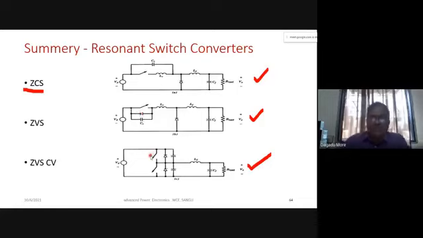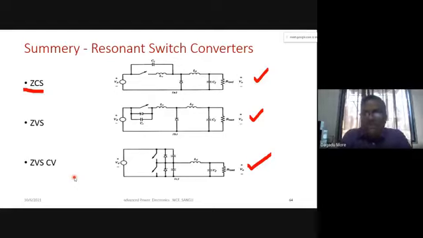And the third configuration, where we can have zero voltage switching and at the same time our voltage across the switch is limited to equal to the input voltage, that topology we can call ZVS clamped voltage, zero voltage switching with a clamped voltage. In that case, particularly, we require two devices. It is not possible with a single device. We require this type of circuit configuration for ZVS CV. So this will be our complete resonant switch converters.